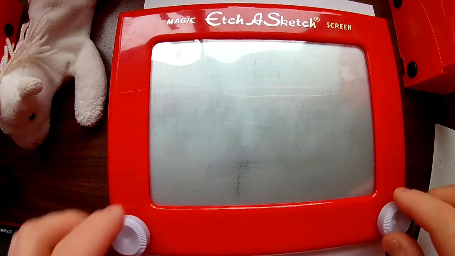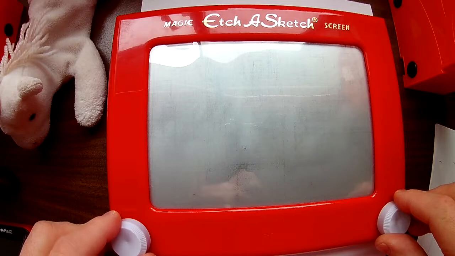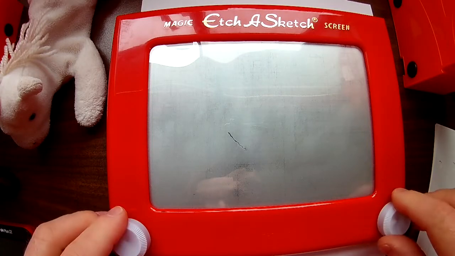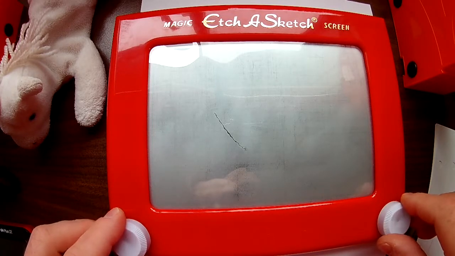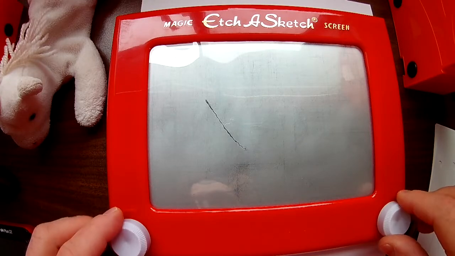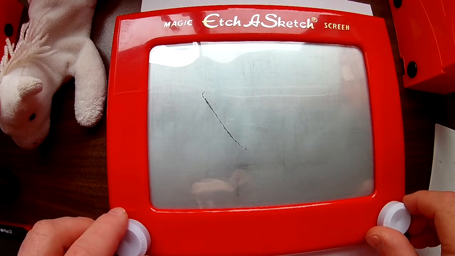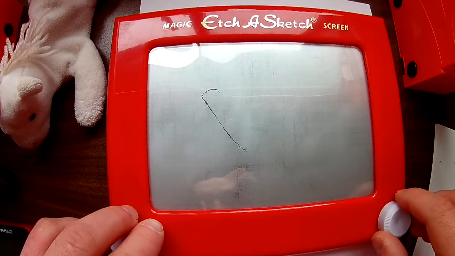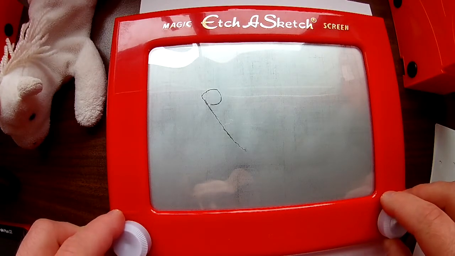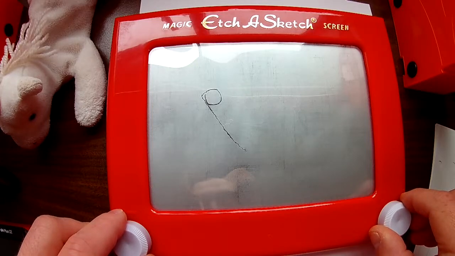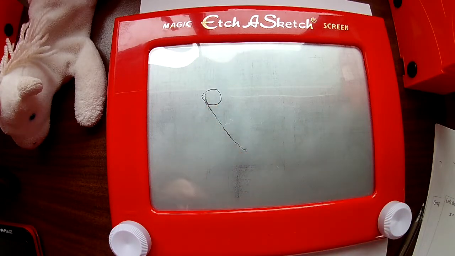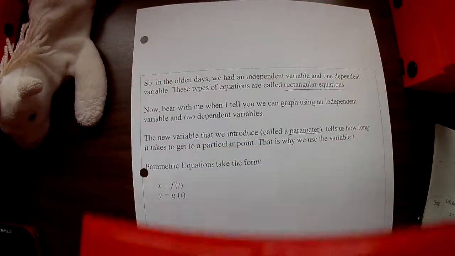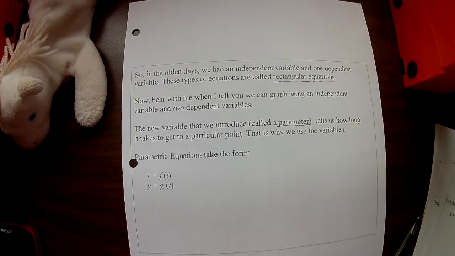It shakes away everything. Now what happens is when the vertical dial and the horizontal dial move in conjunction with each other, you can get a diagonal line. You can try to get somewhat of a circle. I'm not too upset about that circle. That's actually pretty darn good. If you want to Google it, just Google Etch-a-Sketch drawings. There's a lot of stuff. People have made the Mona Lisa on this thing. But basically, an Etch-a-Sketch is a parametric grapher.